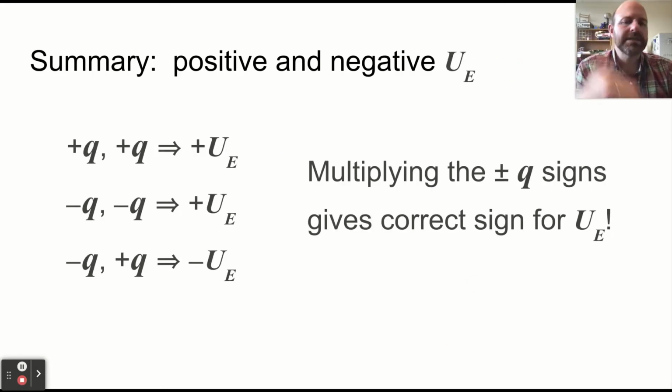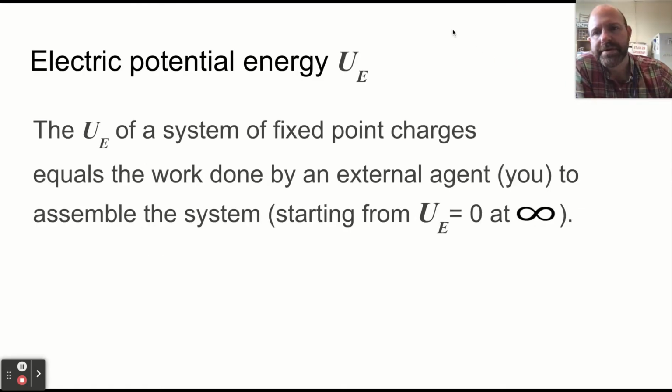So in summary, if you have two like charges, you put them together, and that has stored positive electric potential energy. If you use opposite charges, you get negative. And so you can just multiply the signs, and that will give you the correct sign for potential energy. So this is kind of the basic idea. And this is where it's very similar to gravitation. The potential energy of a system of fixed point charges is how much energy you had to use to put them in that arrangement.